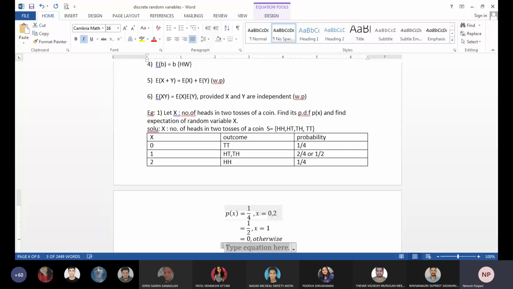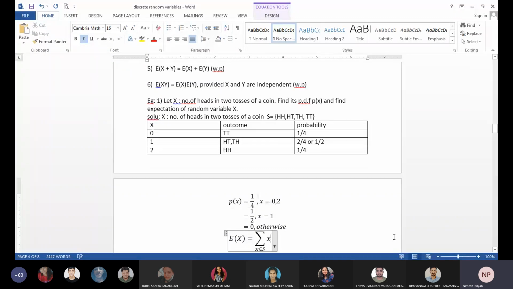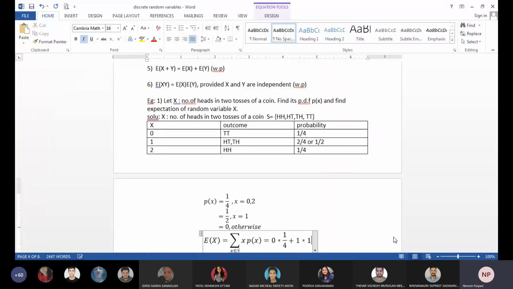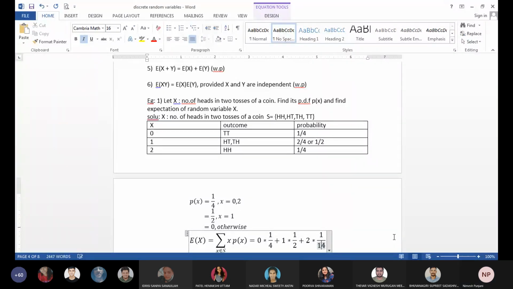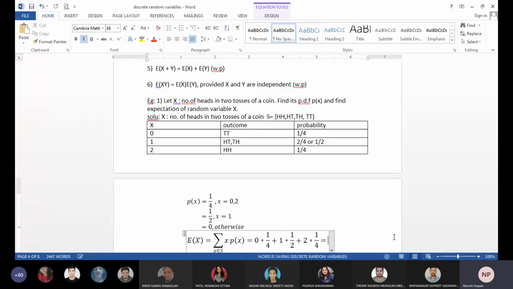Now what do we have to find? We have to find the expected value. So the expected value of x is summation x p of x. Okay, summation x p of x. So what are my values of x? The first x value is 0, so it will be 0 into its probability, that is 1/4, plus 1 into its probability, that is half, plus 2 into its probability, that is 1/4. Is this fine? Expected value is summation x p x.